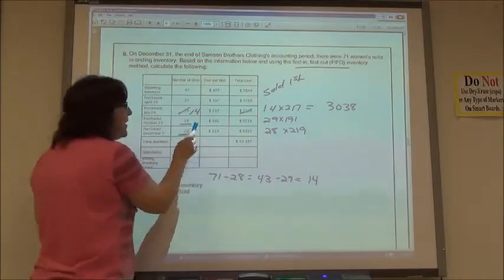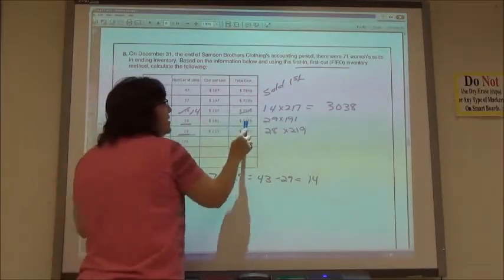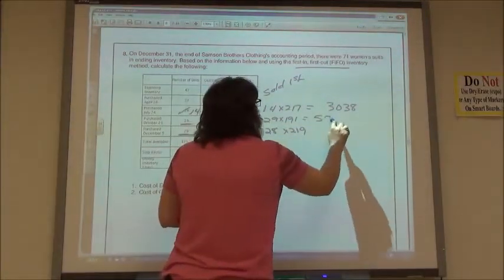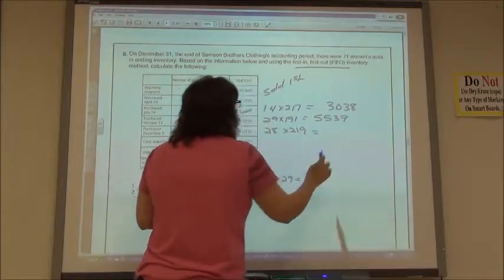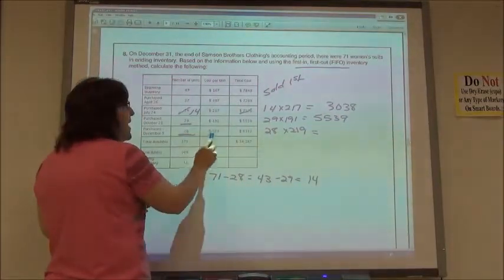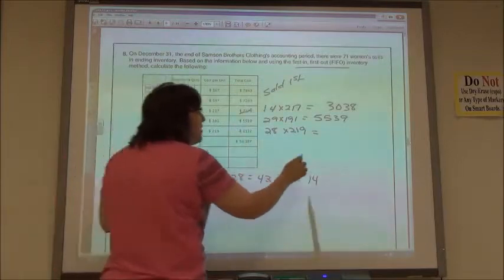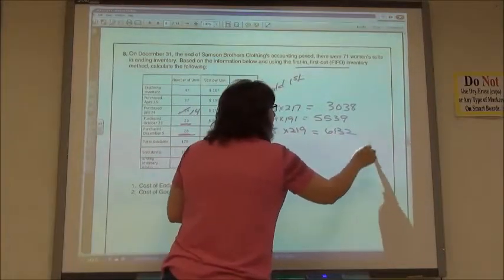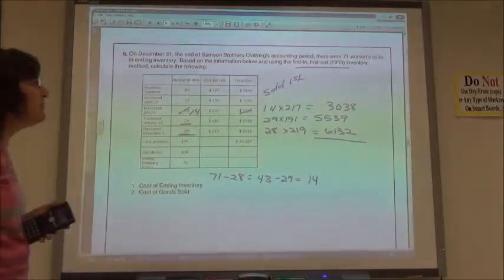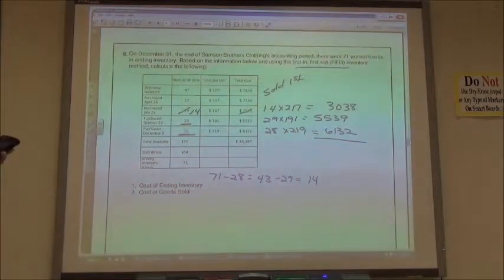Now these ones should match. 29 times 191 is 5,539. If you're not sure, multiply it yourself. 28 times 219 should be 6,132. Just trying to save you a little work since they already multiplied it out there. So I'm going to add those up. 3,038 plus 5,539 plus 6,132 gives me 14,709.